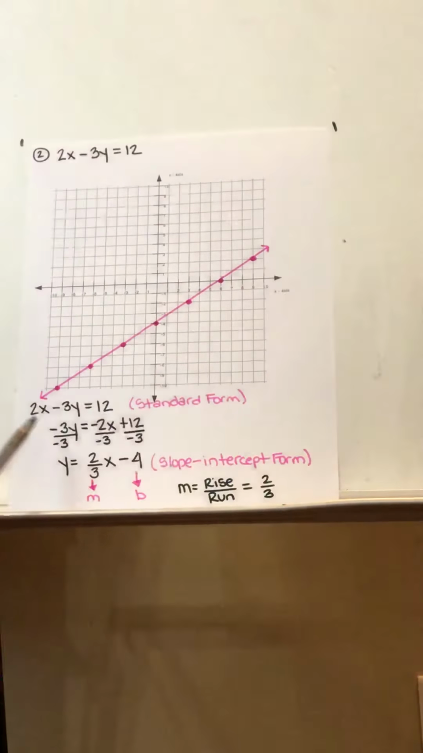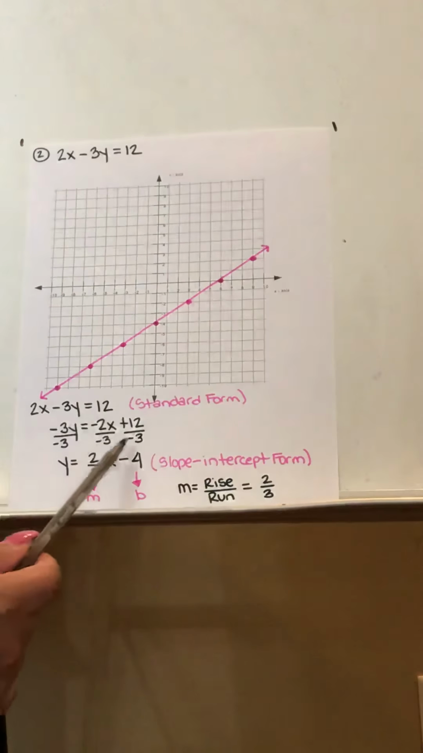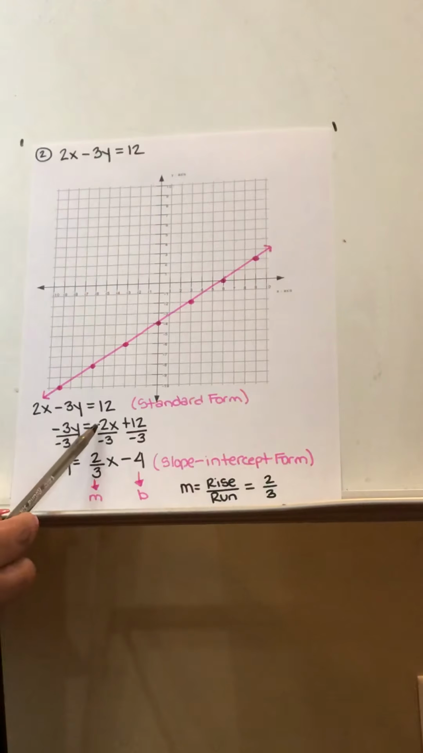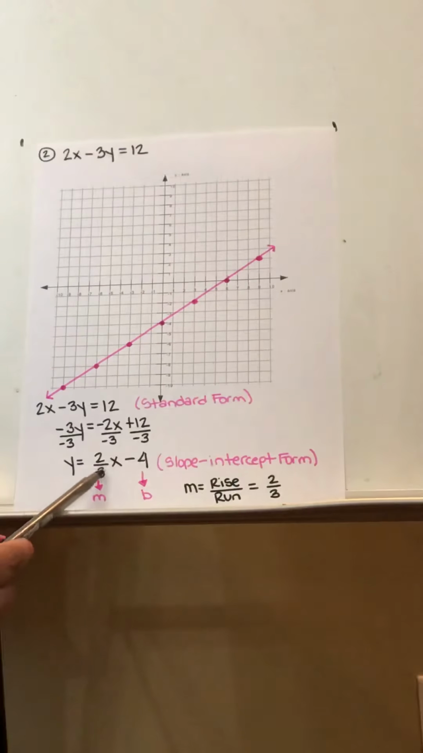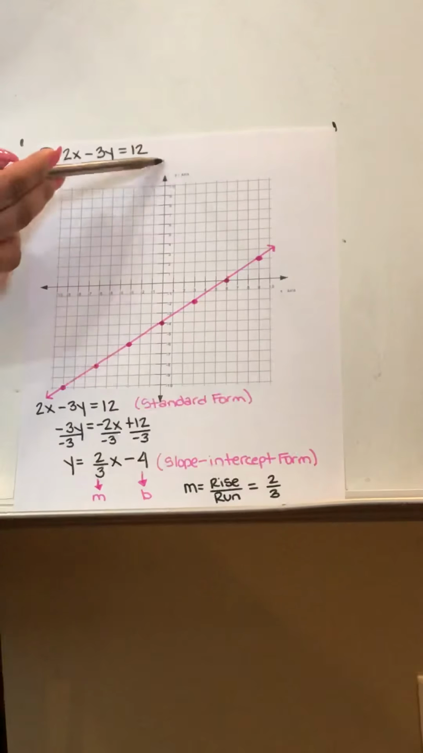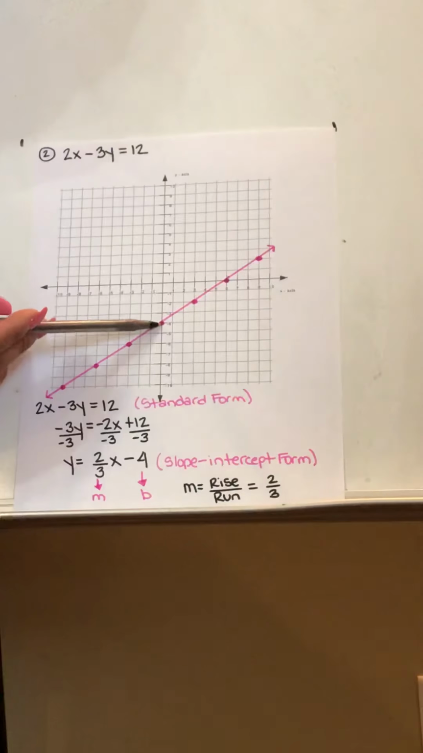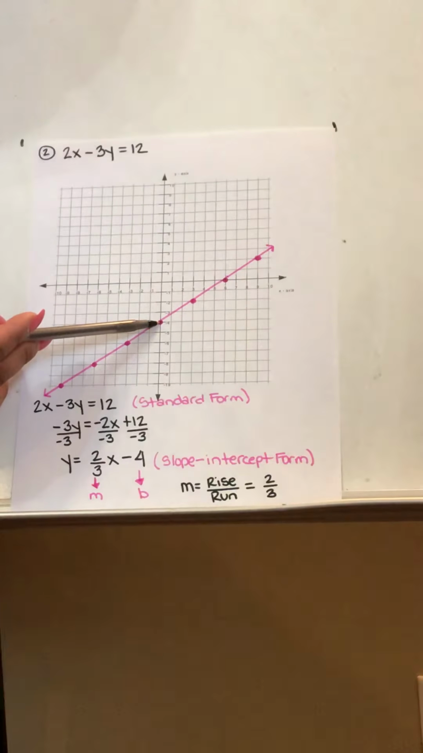Then to fully get y by itself, you're going to divide everybody by negative 3. That would leave me with y equals, 2 negatives make a positive, 2/3 x. 12 divided by negative 3 is a negative 4. So my slope, my m, is 2/3. My y-intercept is negative 4. So when I go to graph, this line is going to cross the y-axis at negative 4. That's where I put my first point.